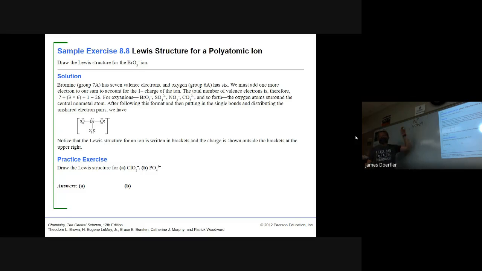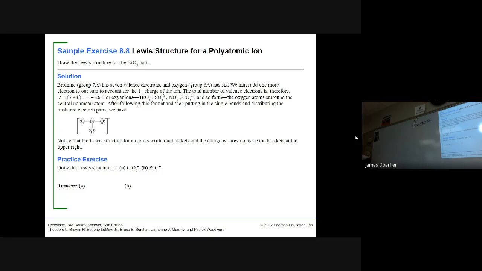But we're dealing with an ion here, and it has a charge of -3. So what does that mean we have to do in terms of the total number of electrons? Do we add or subtract electrons? Add. And how many are we going to add? 3. So we have a total of 32 electrons that we have to deal with.